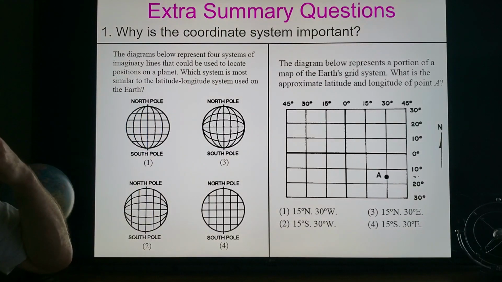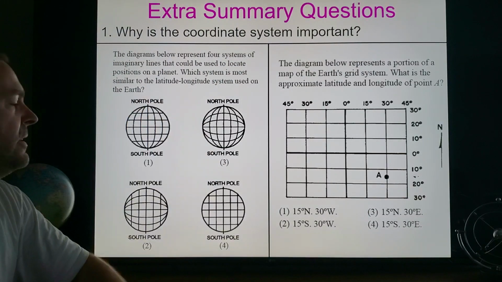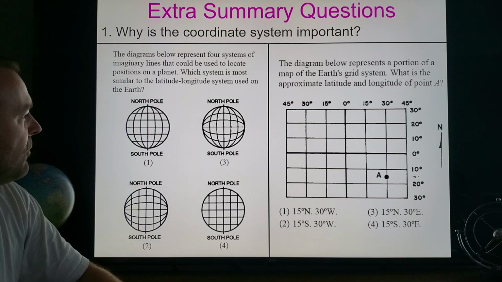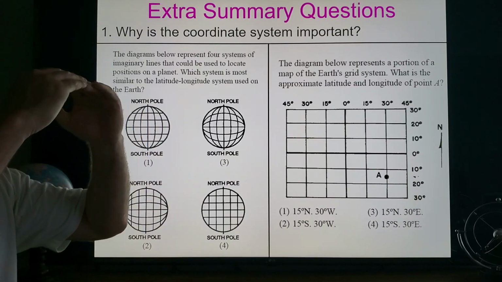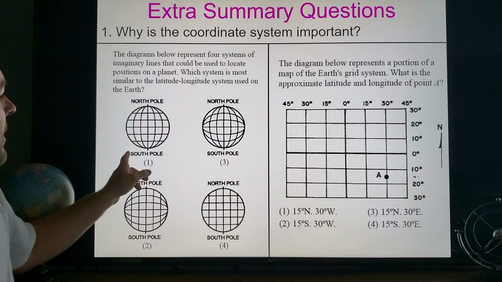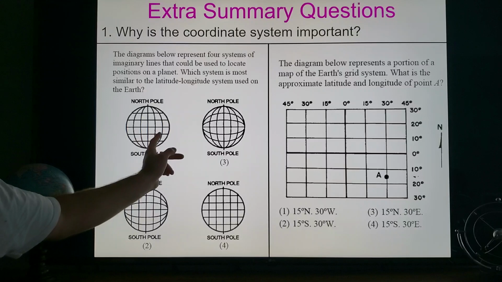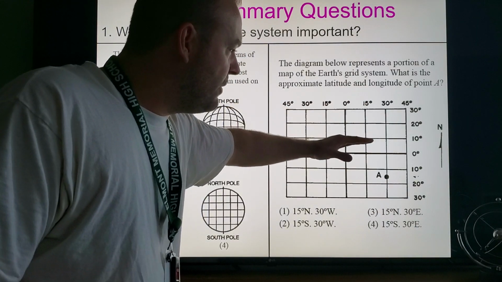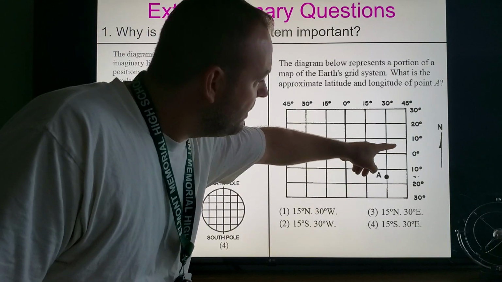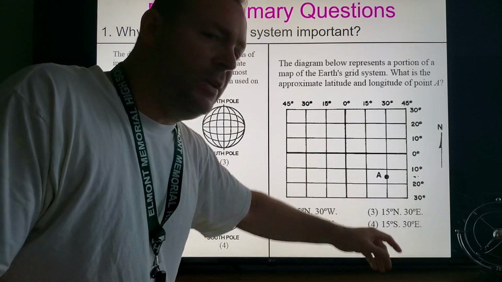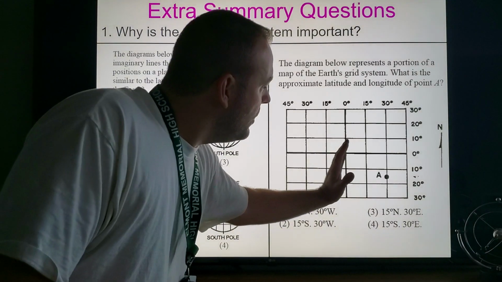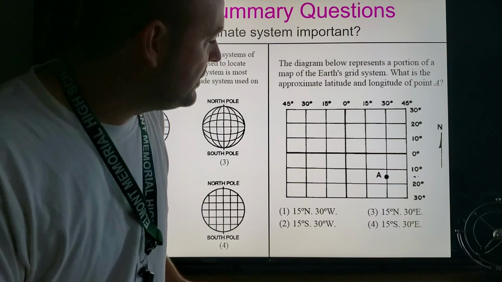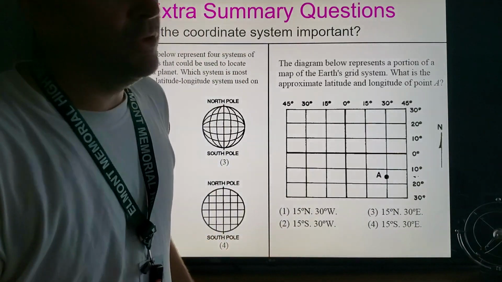So for the first one here, it wants to know which diagram is correct. Some students get confused, but remember the longitude lines converge at the poles while the latitudes are parallel. So you got to go with this guy here. And what are the coordinates of point A? Well, it's in the southern hemisphere. So you're at 0, 10, 20, halfway, about 15 degrees south. And going this way is toward the east, so that's 15, 30 degrees east. So you're looking at, of course, choice 4.